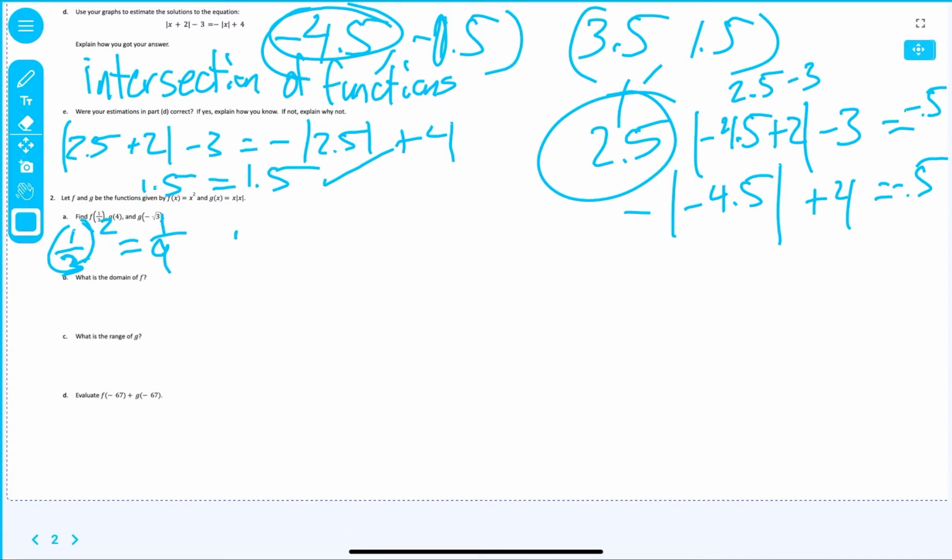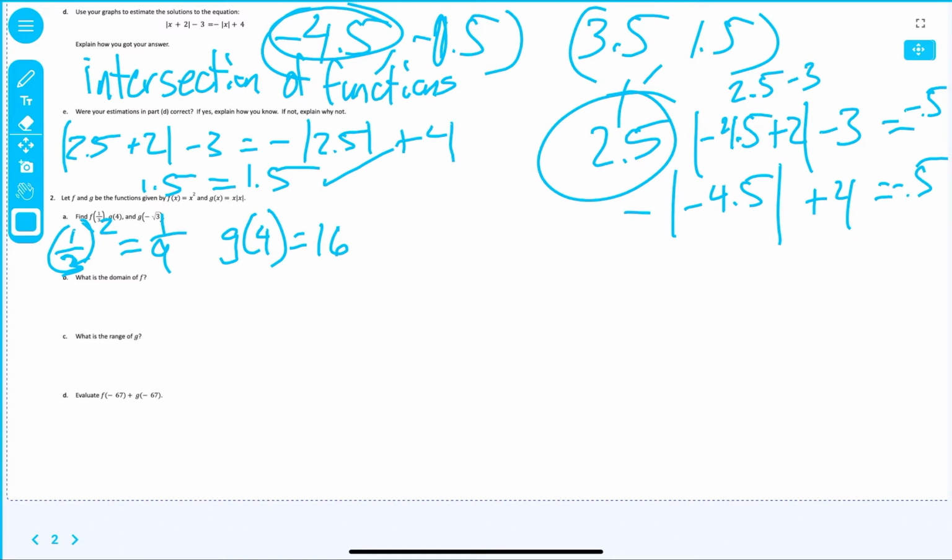Now if we plug in g of 4, was it 4? Yeah. G of 4, we would get what? Yeah, 16. G of 4 is equal to 16, because 4 times the absolute value of 4 is 16.